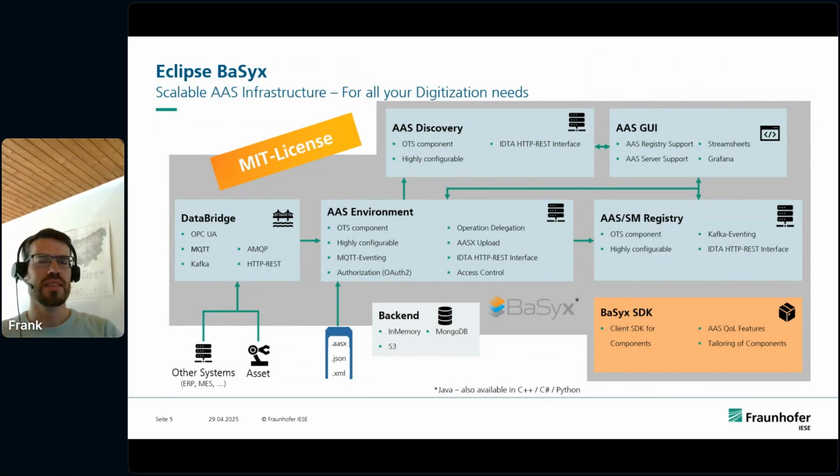And what we're doing there in these infrastructure components is that we are not only implementing the specification, but we are going one step further by providing features that we think are needed for having a real functional enterprise-ready deployment, like interlinking components for quality of life, providing MQTT eventing or Kafka eventing, providing role-based access control, and so on and so on and so on.